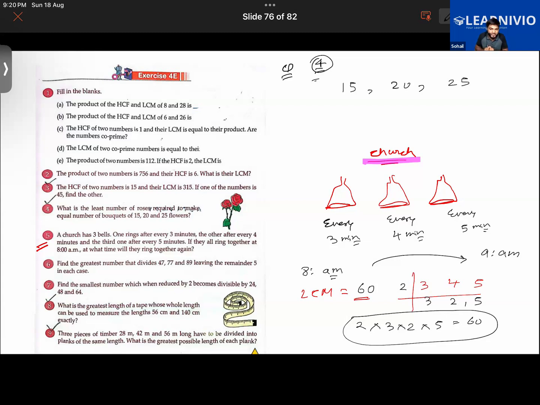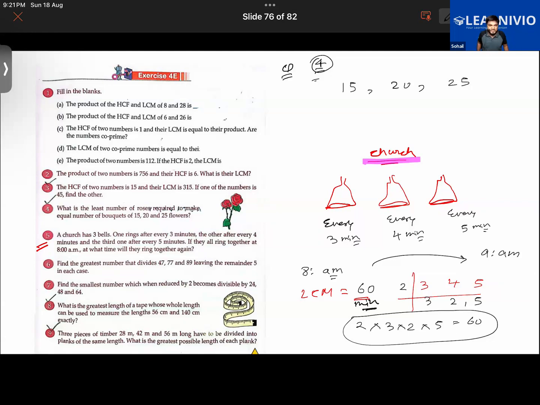In order to do that, first of all, we found their least common multiple, that is 60. So we are taking this as 60 minutes, because it is 3 minutes, 4 minutes, 5 minutes. The LCM is 60 minutes. The unit is minutes. So after 60 minutes, that is at 9 a.m., they will be ringing together again. Have you understood this or not? Hope that is clear.